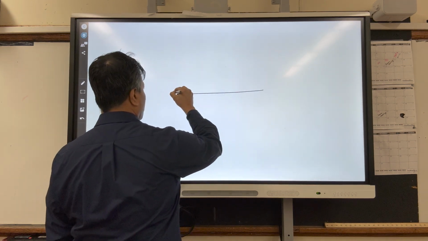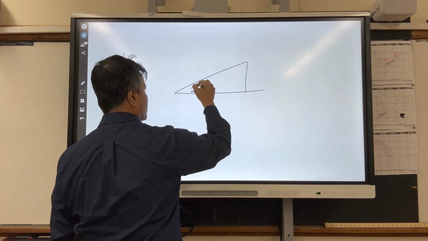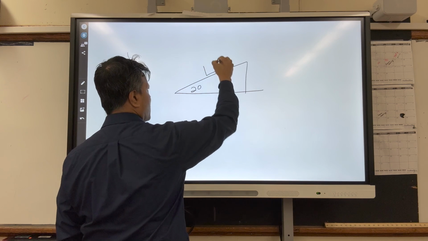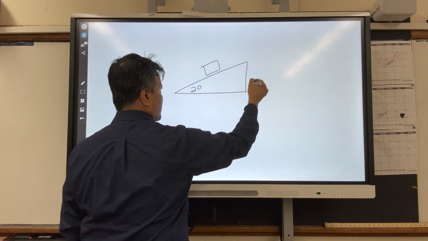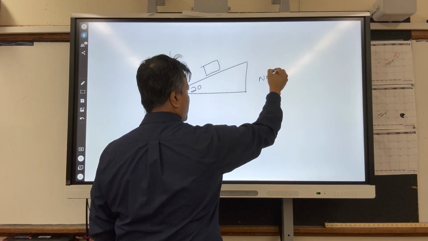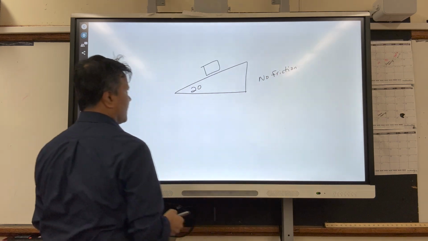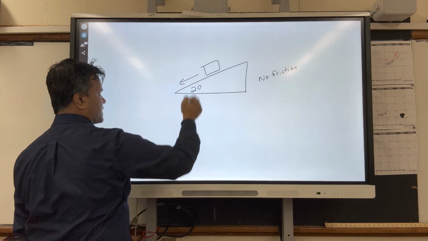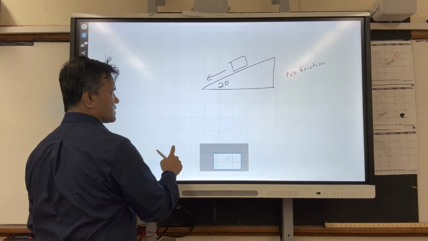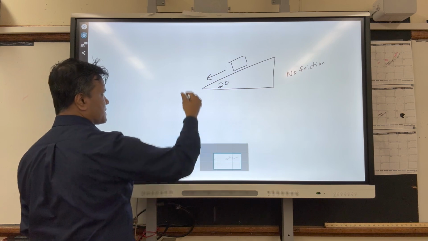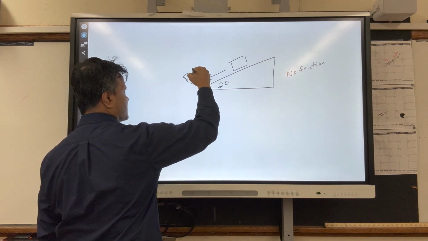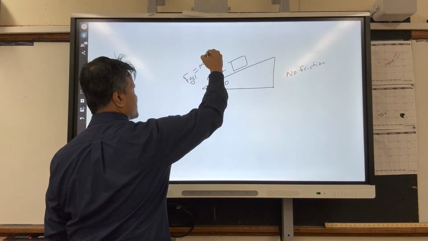The last problem is a super easy problem. I ask you to find the acceleration of this box when there is no friction. I ask you to find the acceleration when the incline is 20 degrees. So, okay, this is super simple. This is Fg parallel, right? Fg parallel is mg sine theta.